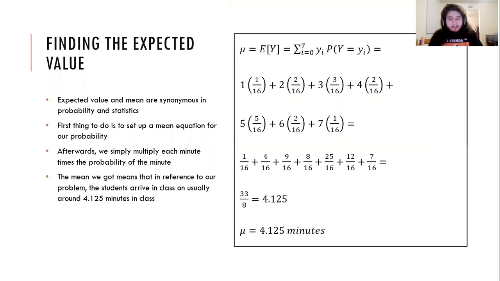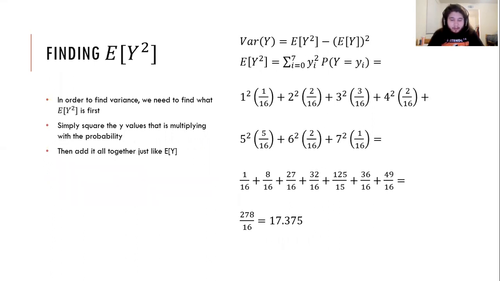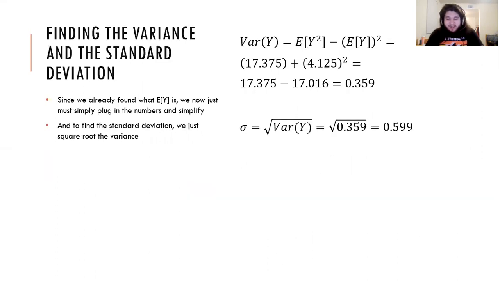Now, first thing is to find the expected value. We must first set up the mean equation for our probability, then we must multiply each minute with the probability of that minute, which gives us 4.125 as our expected value. To find our variance, we need to first find E of Y squared, which is the same as finding our mean, but now squaring the minutes. Since we already know what E of Y is, all we need to do is plug it in and simplify. And to find the standard deviation, we simply square root the variance.